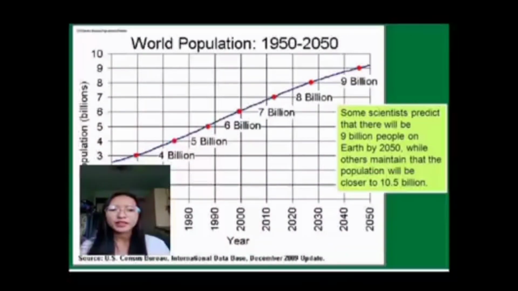World population in 1950 to 2050. So, some scientists predict that there will be 9 billion people on Earth by 2050, while others maintain that the population will be closer to 10.5 billion. So, kung makikita po natin sa graph, ito po yung some scientists prediction na in the year 2050, merong 9 billion people sa buong mundo.